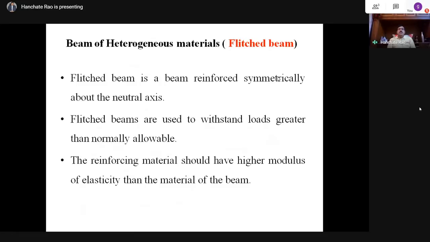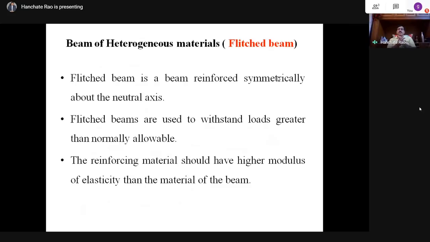So two different materials are used here. Such a beam is called a flitched beam. The reinforcement should be symmetrical about the neutral axis. So if you use a reinforcement above the neutral axis, you should also use it below the neutral axis. So it must be symmetrically reinforced.